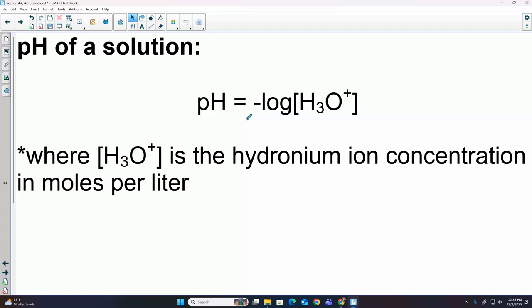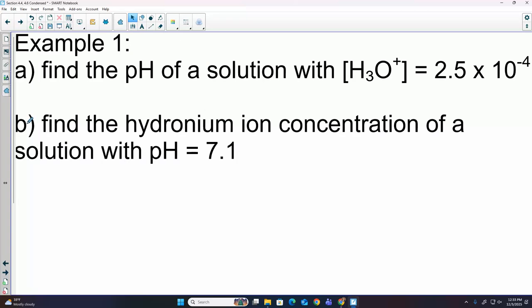So pH is the opposite of the log of H3O plus, or the hydronium ion concentration. On pH, we typically round to 1 decimal place, but you could have more. It's just not how you usually see it. So if I said to find the pH of a solution with H3O plus equal to 2.5 times 10 to the negative 4, right? All we're doing is putting it into the formula. I would never expect you to memorize the formula or anything, you just have to be able to use them. So we're just doing the opposite of the log of 2.5 times 10 to the negative 4.